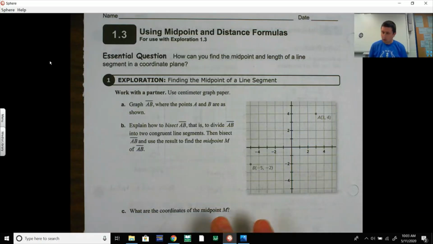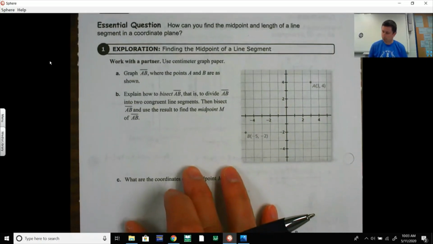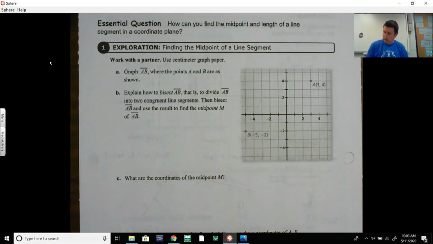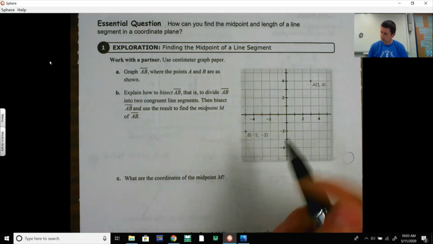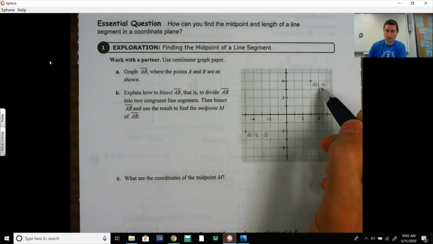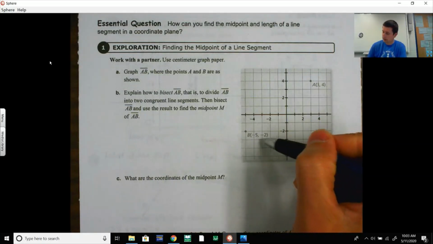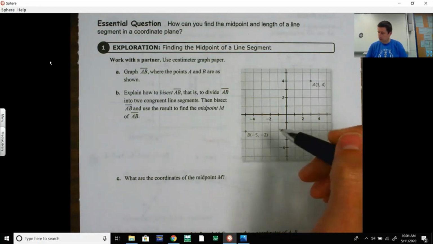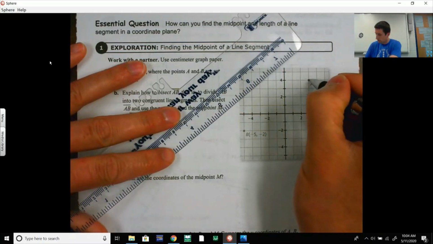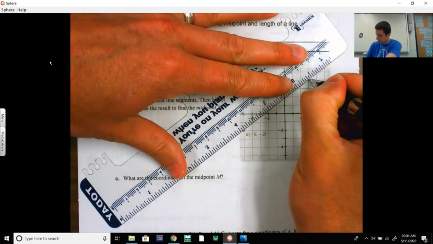Okay? So I'm going to look at this graph that we have here on Exploration 1, page 12. We have a line AB where points A and B are as shown here. So A is up here at (3, 4). B is down here at (-5, -2). And we have a line going between those two, like that.